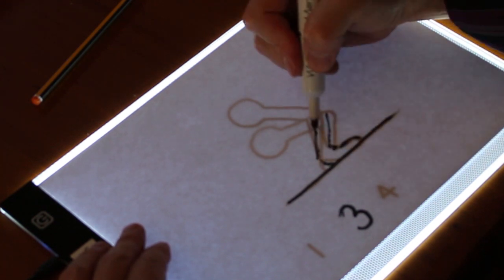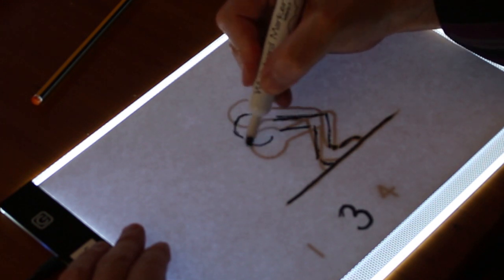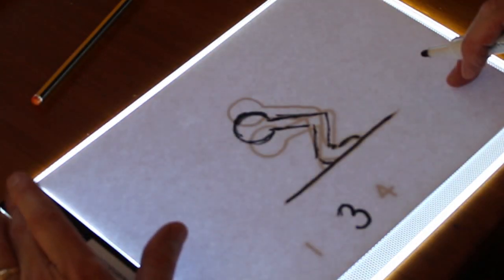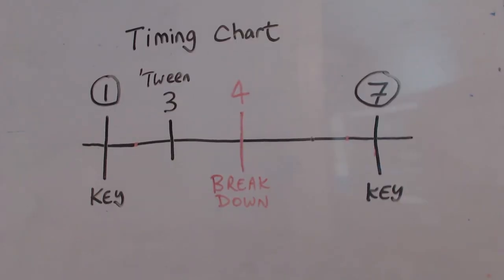Using the same in-betweening method, now try to work out the halfway position between page 1 and page 4 and draw that onto page 3. Flip the drawings to check your results. So now we've produced two keyframes, one breakdown and one in-between.